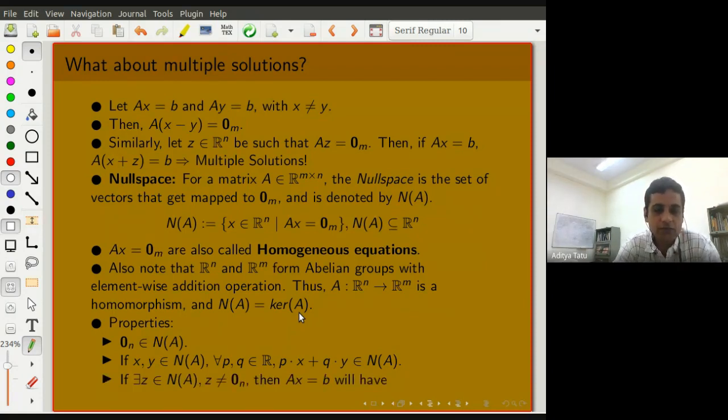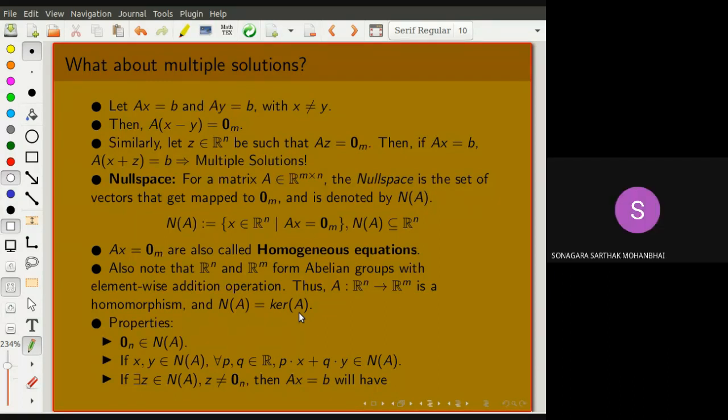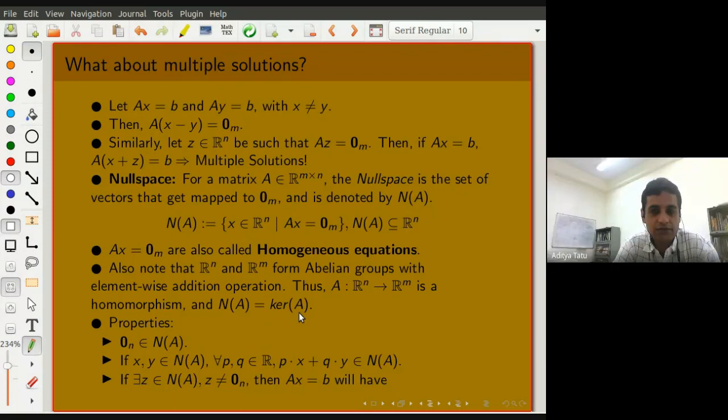The third property we have already seen. If there exists a non-zero vector z in the null space of A, then what can we say about the solutions to Ax equal to B? Multiple solutions. Sure?